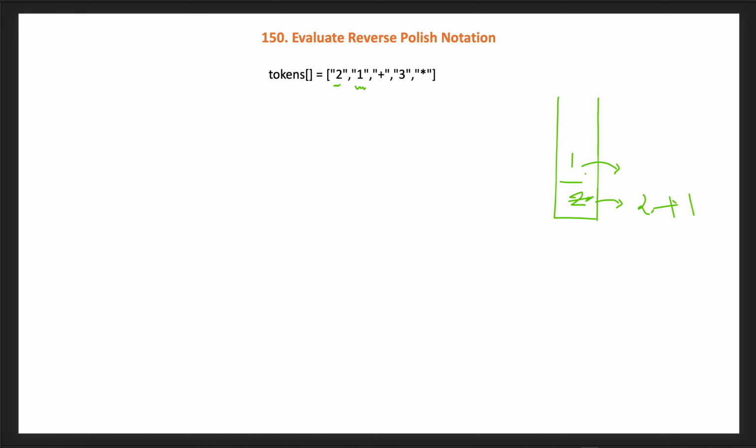Now 2 and 1 are out, and we add 3 to our stack. Now another 3, we will add another 3 and we are getting multiply. Then we again take both the 3s out of the stack and multiply 3 into 3 and add it back, which will become 9. So 9 is the final value in our stack and that is the result. So here are the simple steps to code this.